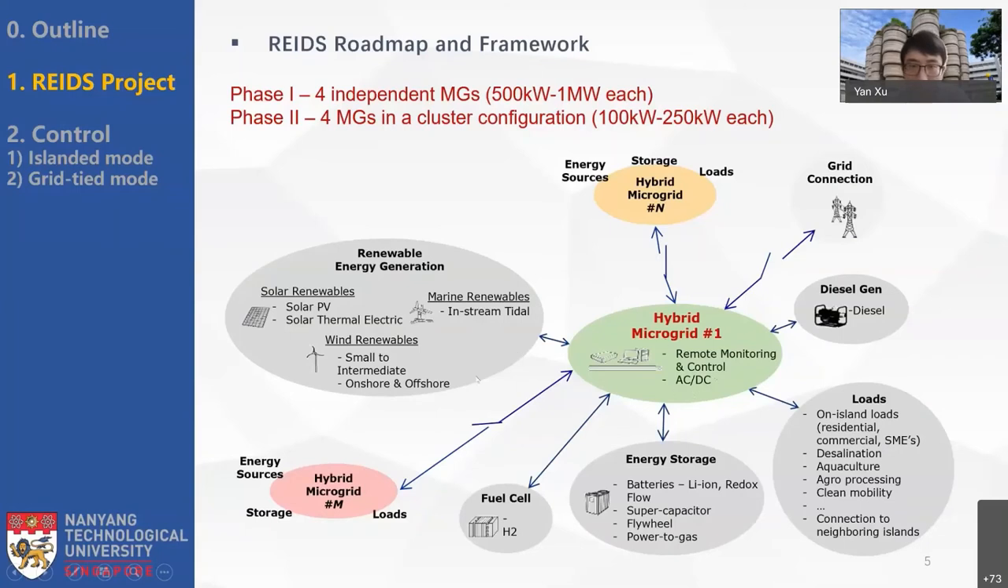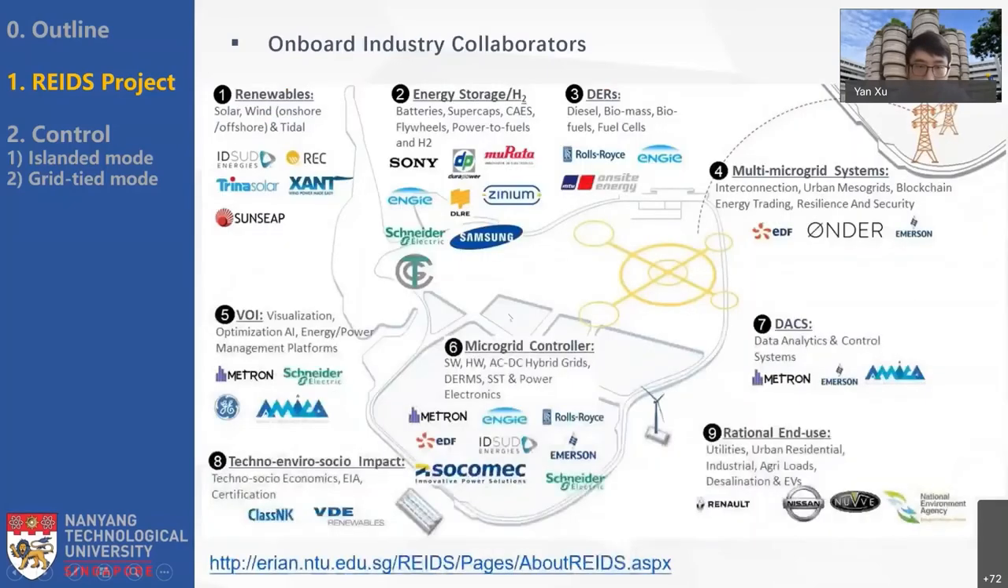So you can see that in terms of the generation resources, we have a diesel generator, which is controllable. We have renewable energy resources coming from solar PV, a small wind turbine. Also, we have marine renewables. And in terms of energy storage systems, we have a mix of different types of units, including batteries, supercapacitors, flywheel, as well as hydrogen. And we have the on-site loads and other service loads. So each of the microgrids can be interconnected into the common coupling bus, and they can also work in islanded mode and grid-connected mode.